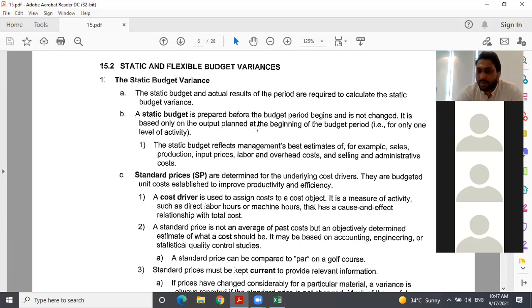The static budget is prepared before the budget period begins and is not changed. It is based only on the output planned at the beginning of the budget period. The static budget reflects management's best estimate for sales, production, input prices, labor and overhead costs, and selling and administration costs. Then standard prices.